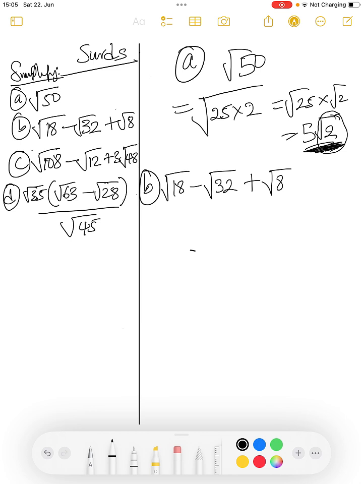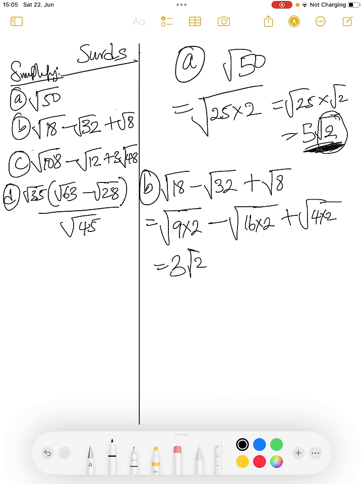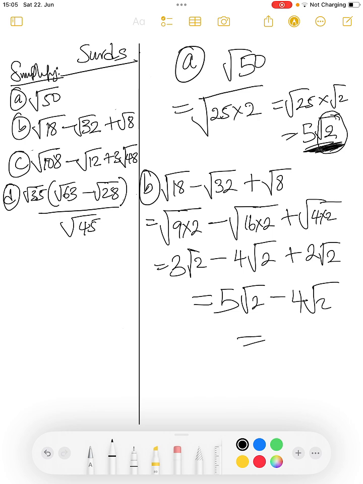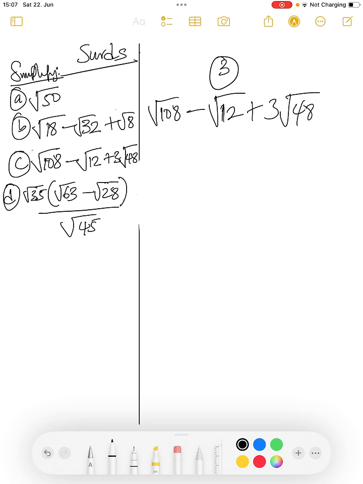So in this problem, we can evaluate root 18 as 9 times 2, minus 16 times 2, plus 4 times 2. So this is the same thing as 3 root 2 minus 4 root 2 plus 2 root 2. And this is the same thing as 5 root 2 minus 4 root 2, which is root 2.